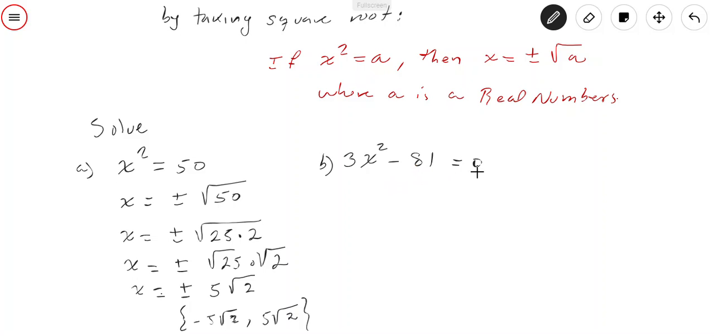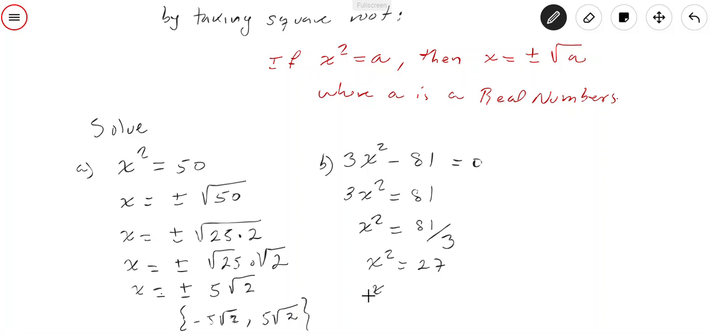So first I will be adding 81 to both sides. So I get 3x squared equals 81. I'm going to divide both sides by 3. So I get x squared equals 81 divided by 3. So x squared equals 27. And then I already have x squared equal a number.